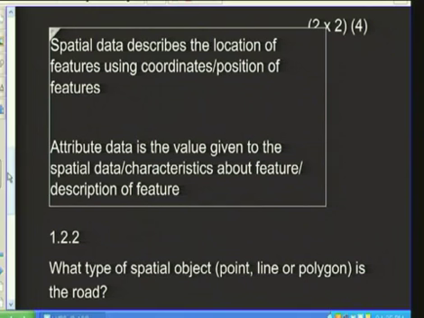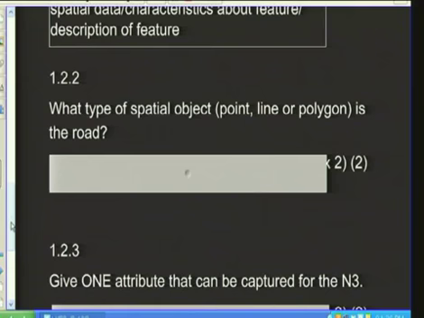Attribute data is the value given to the spatial data or characteristics about that feature, or in other words, a description of the feature itself. So looking at our data, they then ask you what type of spatial object, and here we need to get specific, point, line, or polygon is the road.